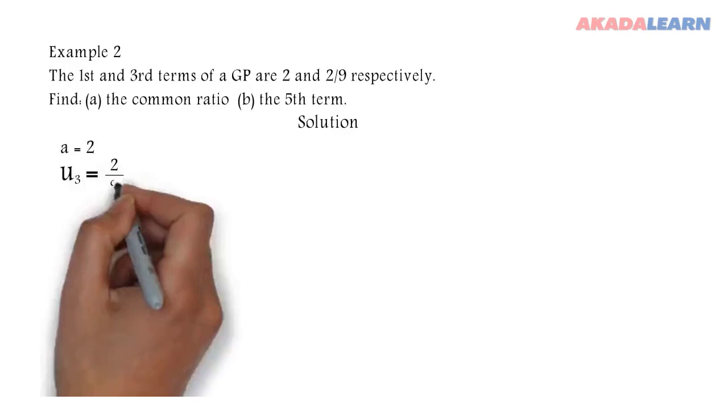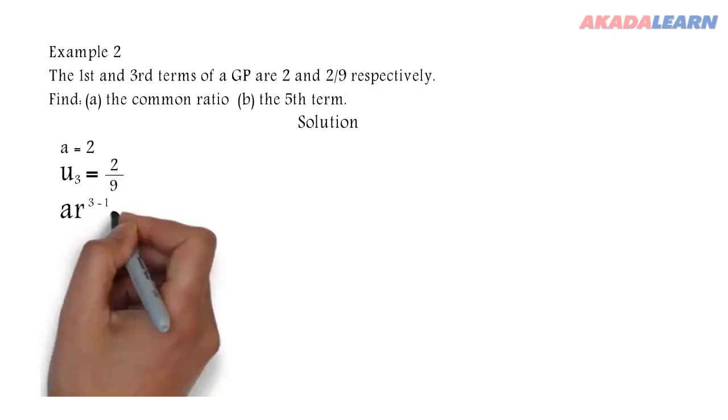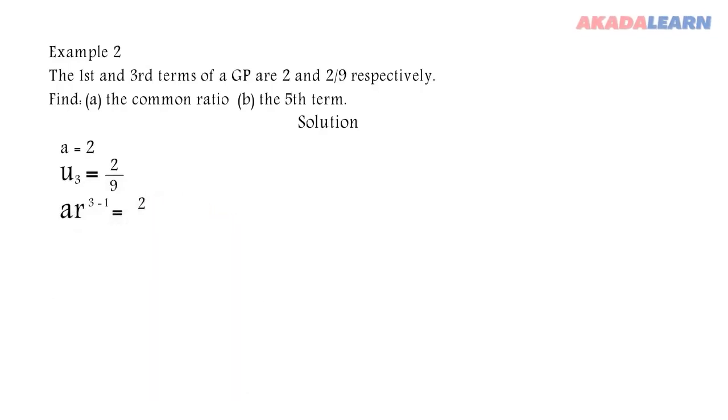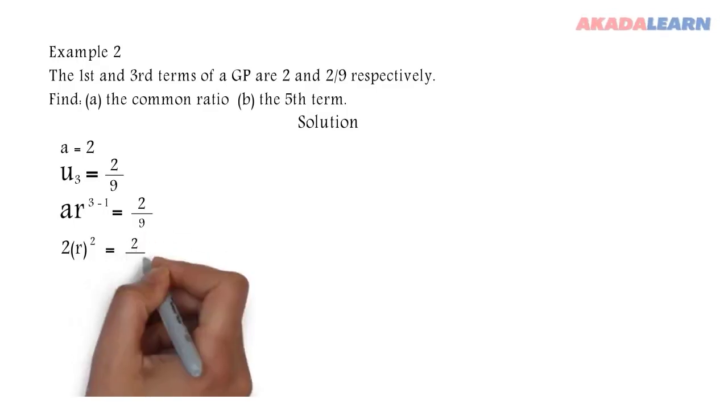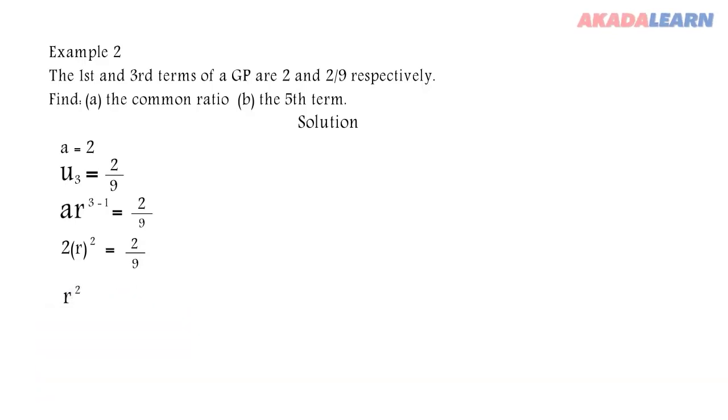So let's rewrite our u subscript 3. U subscript 3 will now be written as a times r raised to power of 3 minus 1, which is equal to 2/9. So our a is 2, and our r will now be raised to power of 2, which is 3 minus 1, equal to 2/9. When we divide both sides by 2, we have r raised to power 2 equals 1/9. So to get our r, we take the square root of both sides. So our r will be equal to 1/3. Square root of 1 is 1, square root of 9 is 3.